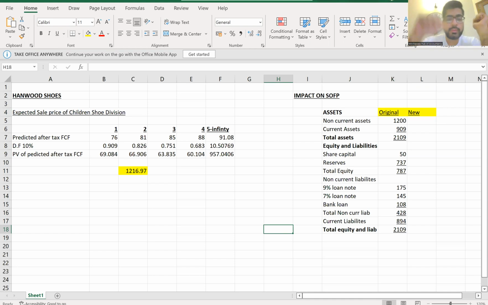If you talk about the requirement, it states calculate the sale price of the children's shoe division. I have calculated the sale price, the present value of future cash flows. Impact on SFP. So what impact will the sale of the children's shoe division have on SFP? As far as the information is given, do you think selling the children's division has any impact on current liabilities? No, it remains the same. Do you think selling the children's shoe division has any impact on the bank loan? No, nothing mentioned. Any impact on 7% loan notes? No.